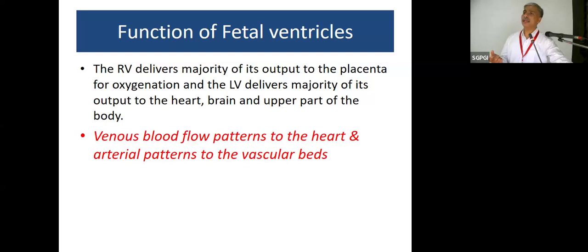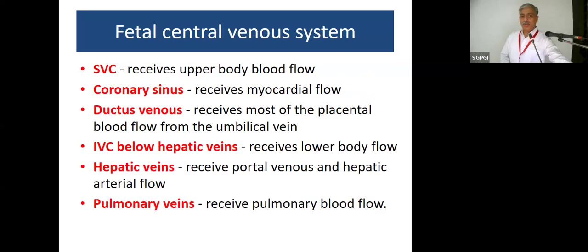From where the shunting happens despite having all those four central shunts, we'll have to understand the venous blood flow patterns which are there in the heart and the arterial beds to which the heart has to pump. So there are 6 central venous systems.